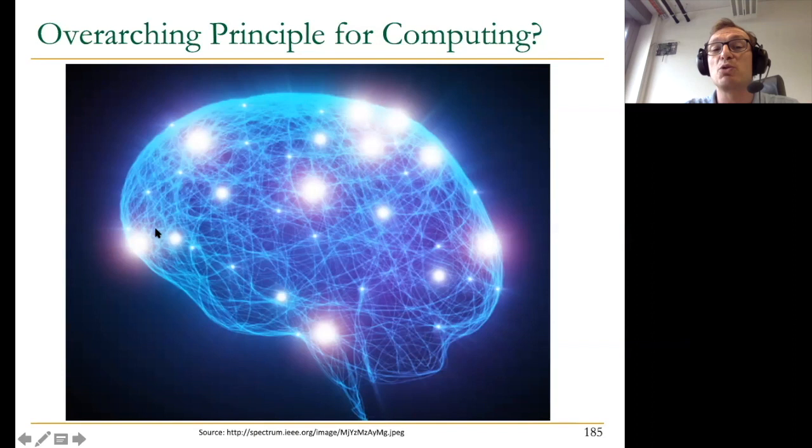Intelligence is all over the place. And the brain is one example of this clearly. I don't claim to know everything about the brain, but data centric architectures, distributed architectures are much more resembling how the brain does computation, if we know anything about how the brain does computation. So clearly, there are some natural principles that can be adapted to computing also.